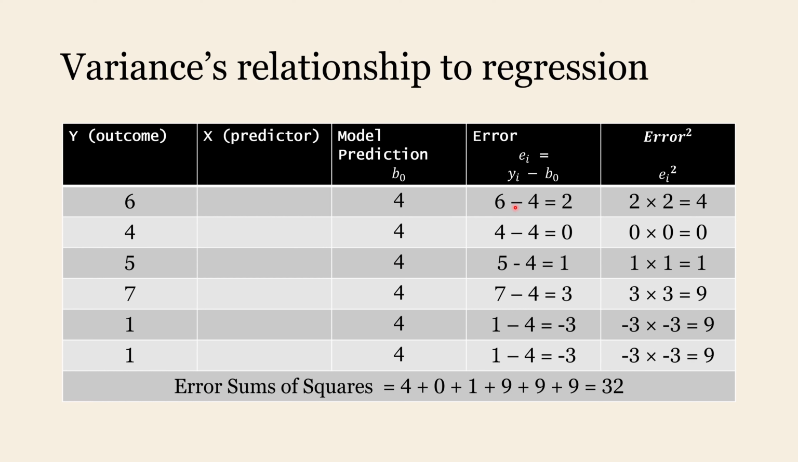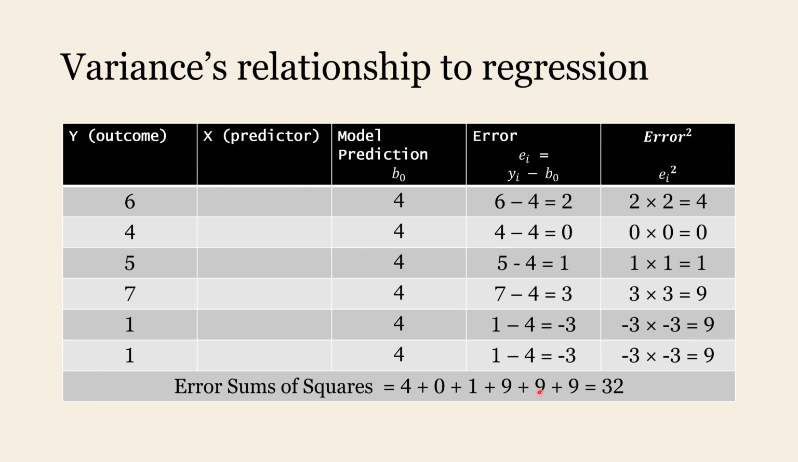The next column, error, represents the difference between the observed values y and our model predicted values 4. And again, we can square these error terms on the right here so that these negative values, such as -3, become positive. In the context of regression, we defined in a previous video this term called the error sums of squares, and we find this error sums of squares by squaring the error terms and summing across them, which again gives us 32.